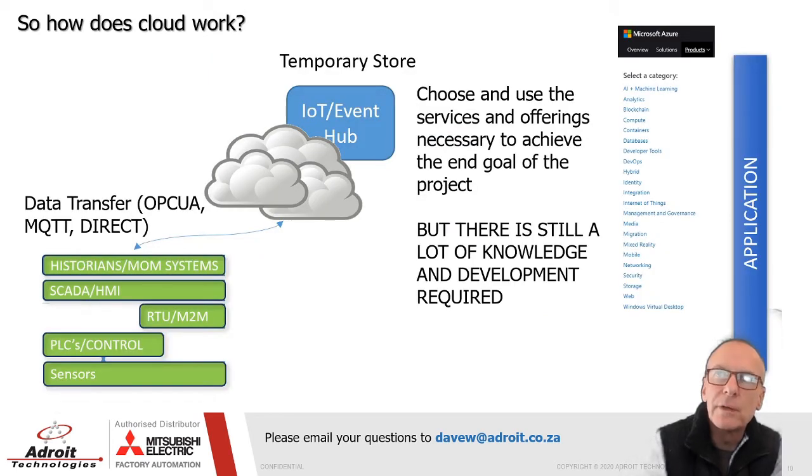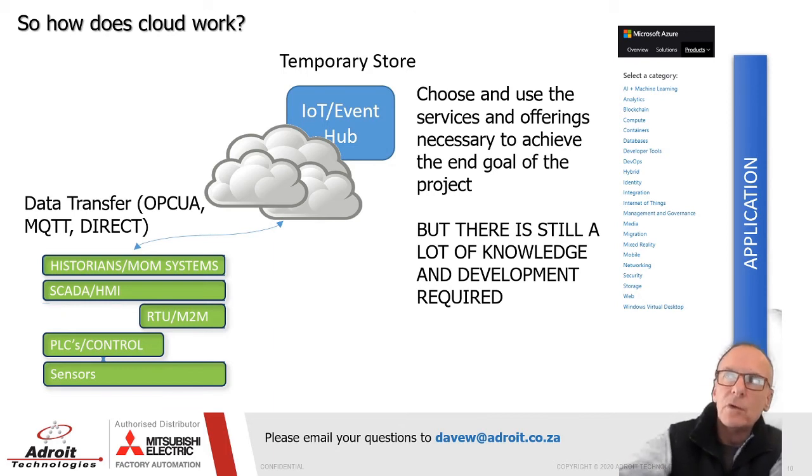So how does the cloud work? Basically, every one of them has got something like an IoT or event hub, and you can transfer data using protocols such as OPC UA, MQTT, or directly into the IoT or event hub. And by the way, the IoT Event Hub is just a temporary storage of real-time data. Then you've got to apply services on the right-hand side of that to extract and move the data into something that is useful for you to build an application.